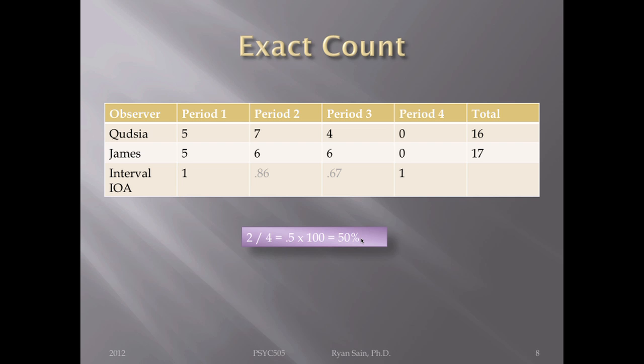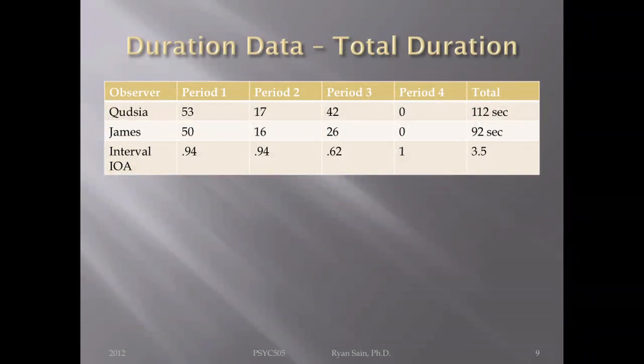So this is, again, for discrete type behaviors, where we're counting how many times they've occurred. We can also look at duration data. So we've got 112 seconds here for Coetzee and 92 seconds for James of what they saw. The interval inter-observer agreement we can calculate there. Again, 50 divided by 53, 94%, 16 divided by 17, 94%, and so on and so forth. This is that same averaging procedure.